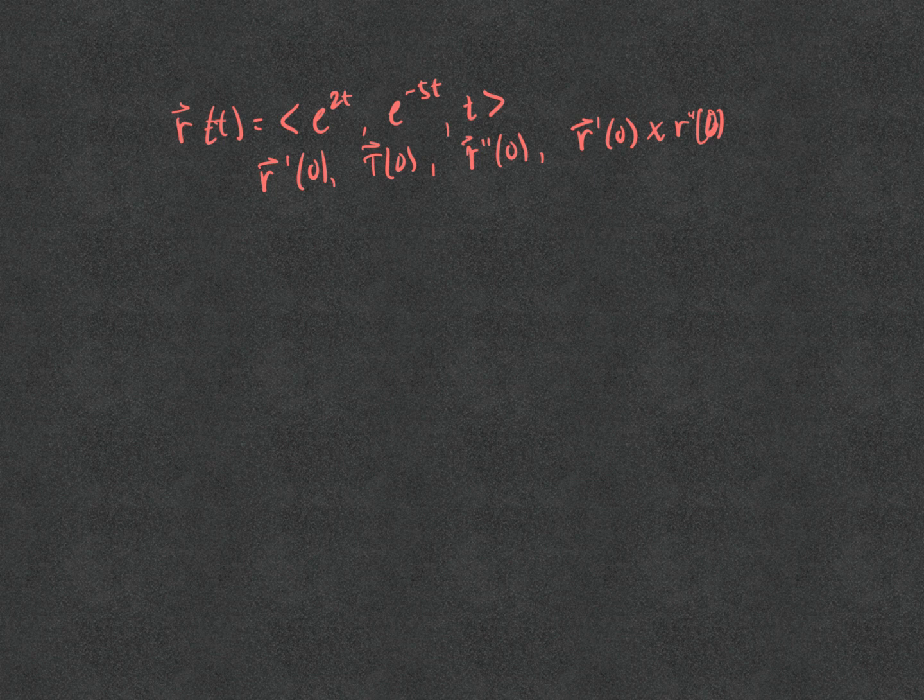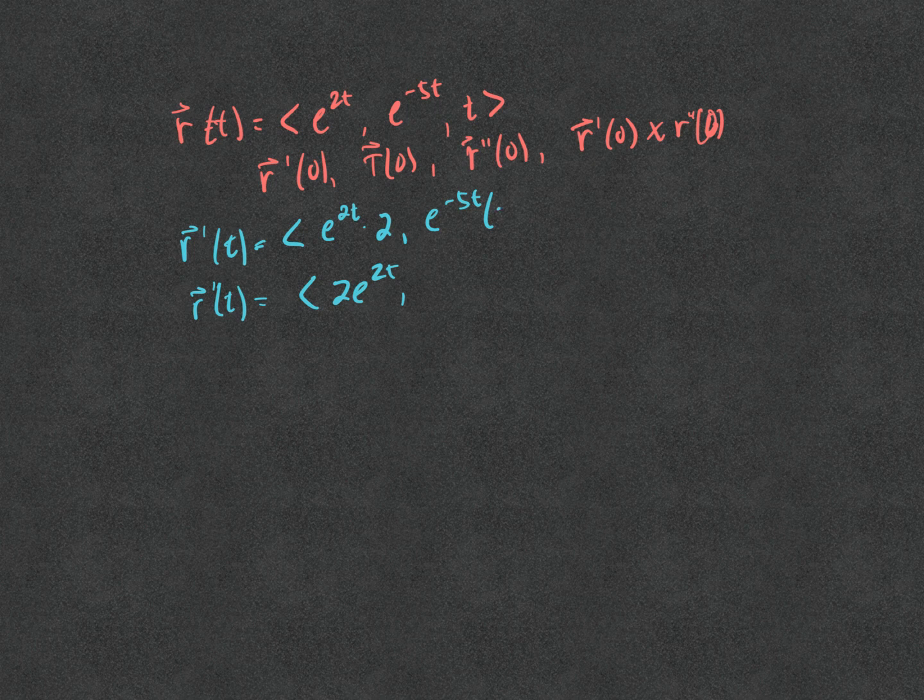All right, so let's start with the first derivative. So r prime of t equals, these aren't too bad, so I'm going to go ahead and do them here. The derivative of e to the something is e to the something times the derivative of the something. I'm going to bring it down and clean it up. So the first derivative is 2e to the 2t. The derivative of e to the minus 5t is e to the minus 5t times the minus 5, so we have minus 5e to the minus 5t. And the derivative of t is 1. So here's our first derivative, and we're asked to find r prime of 0.